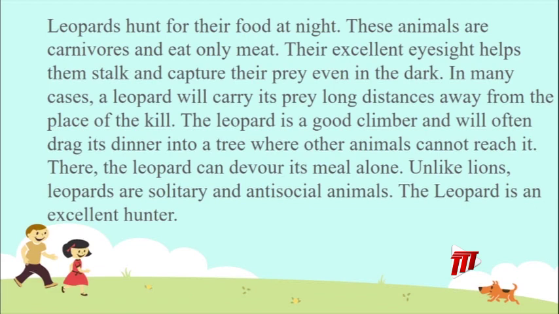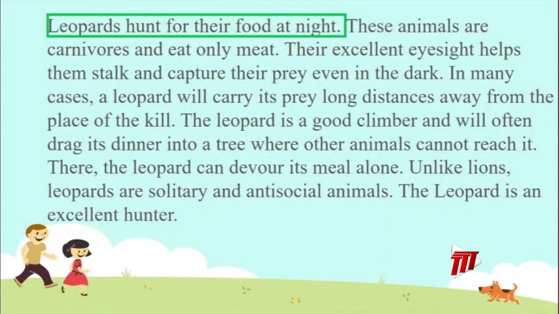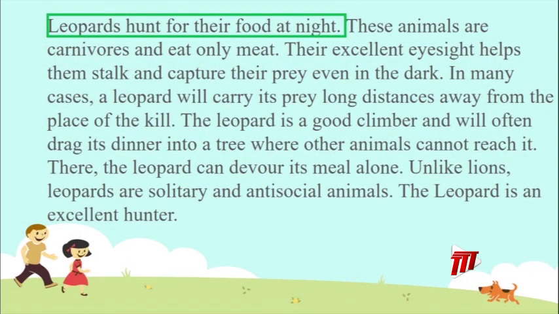Now, I am thinking back on the last paragraph, as I'm sure some of you are thinking, and maybe the main idea is just that first line. Leopards hunt for their food at night. So I agree, as you are thinking as well, that the paragraph talks about leopards hunting. But does the entire paragraph support that they hunt at night? Let's look. These animals are carnivores and eat only meat. That didn't talk about the night. Their excellent eyesight helps them to stalk and capture their prey even in the dark. Okay? So maybe we're getting somewhere. Maybe it might be the main idea.